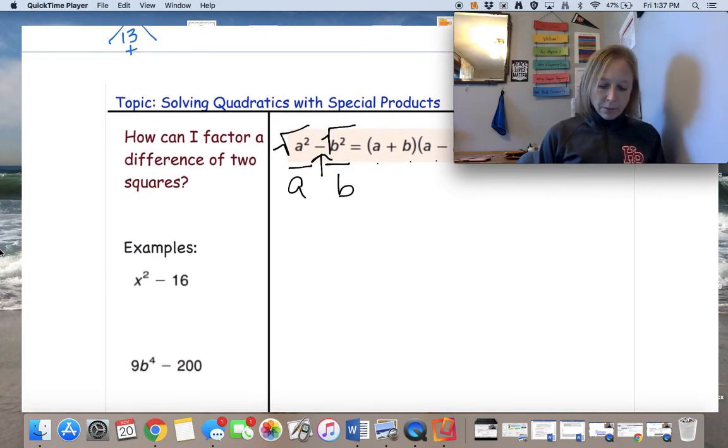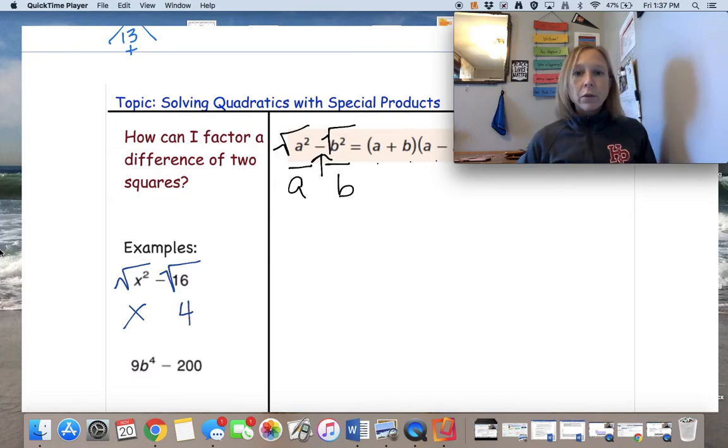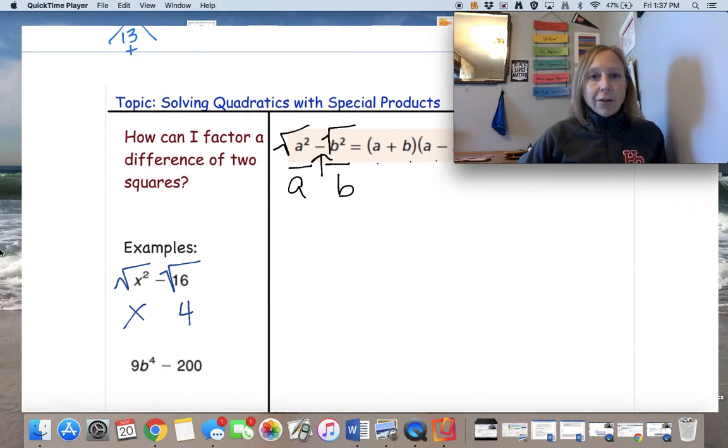Our first example is x squared minus 16. Those are both perfect squares. So I take the square root of each term. The square root of x squared is x. The square root of 16 is 4. I don't even worry about that minus sign. All I worry about with that right now is that it's a difference of squares, so I can apply this formula.